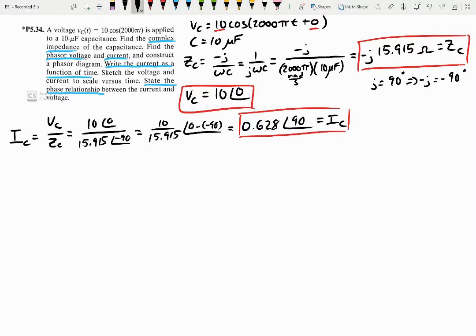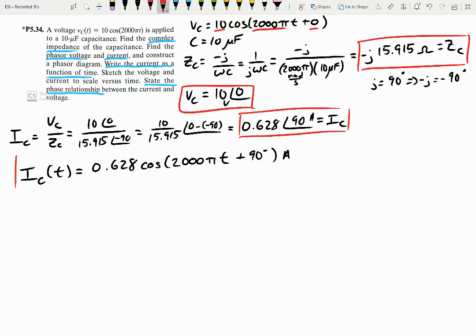Then we need to write this as a function of time. So iC(t) will be 0.628 cosine. Remember, it's always cosine. 2000 pi, and that 2000 pi is the same frequency as before. So 2000 pi t at an angle of plus 90 degrees. Oh, and don't forget the units, amps. That should be amps up there. There we are.